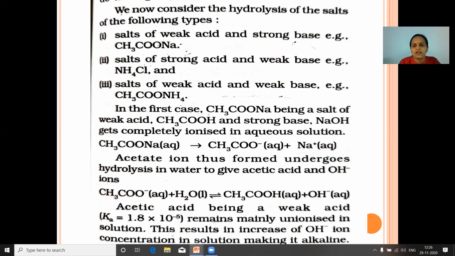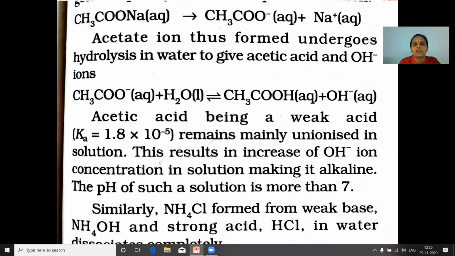Acetic acid being a weak acid, it remains mainly unionized in solution, and this results in increase of OH- ion concentration in solution, thus making it an alkaline solution. CH3COONa gives CH3COO- plus Na+. CH3COO- plus H2O gives CH3COOH plus OH-. So the pH of such a solution is more than 7.